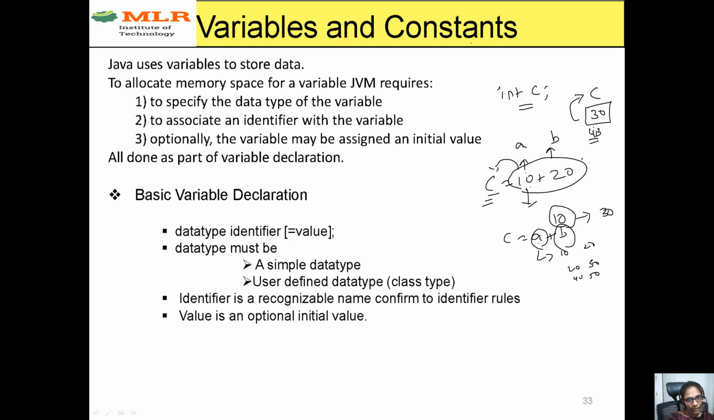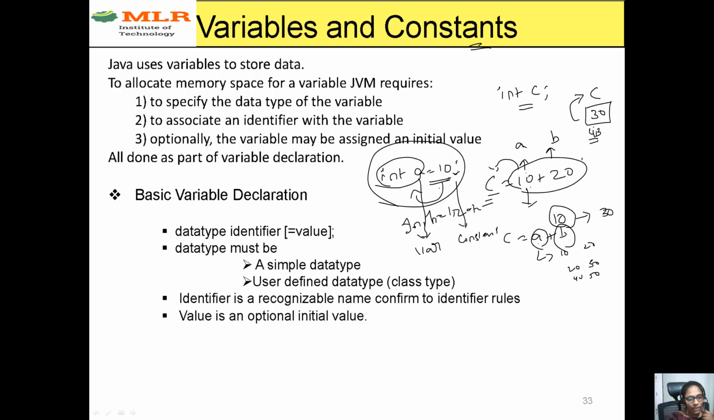Coming to constant, the value which we assign to a variable at the time of initialization or declaration is called a constant. Sometimes we may do it like this: int a is equal to 10. Actually this is the declaration, but at the declaration itself we are assigning the value. So this complete statement is called initialization, and here a is a variable name and 10 is a constant. The value which you assign to a variable is called a constant. The constant may be anything: an integer constant, a double constant, or a boolean constant, based on the data type.